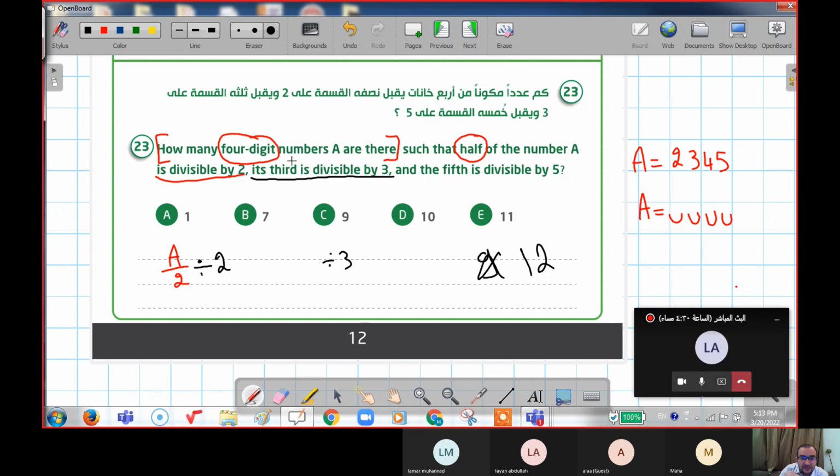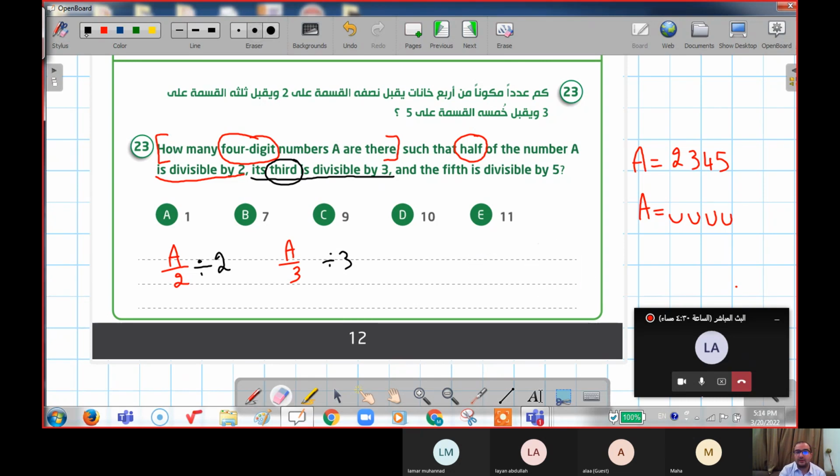So how do I convert the word third? The third of A: if I give you 9, 9 over 3. If I give you 12, it will be 12 over 3. So if I say A, it will be A over 3. So this is only the word third. Divisible by 3.